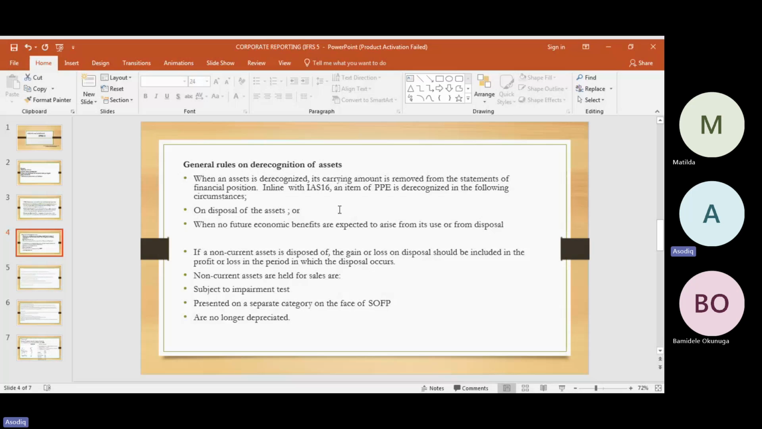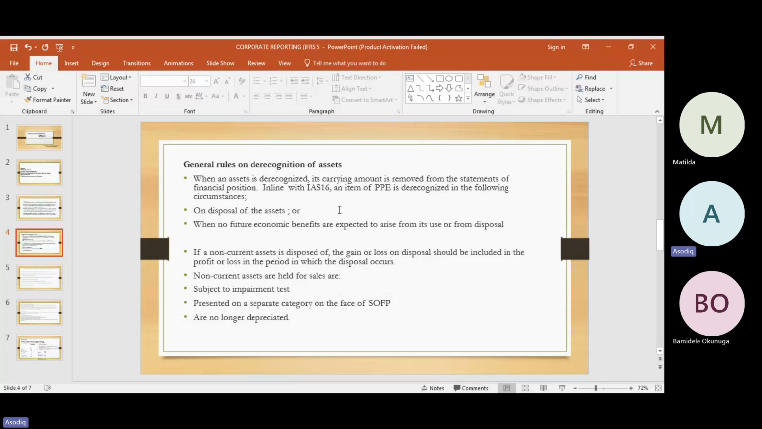When no future economic benefits are expected to arise from its use or from the disposal, when you realize that, okay, this car, you kept on spending money on it, it's no longer generating more revenue as expected. That means it is no longer bringing that future economic benefit for that organization. That means that particular asset has to be sold.